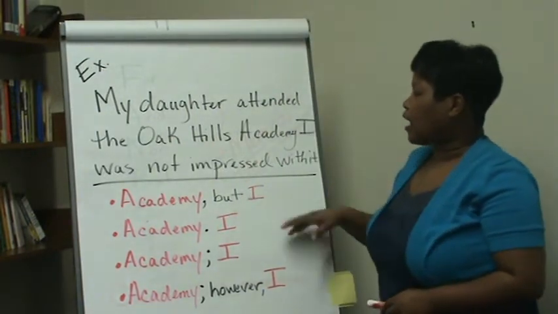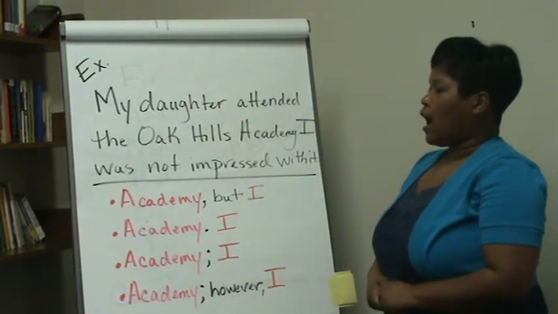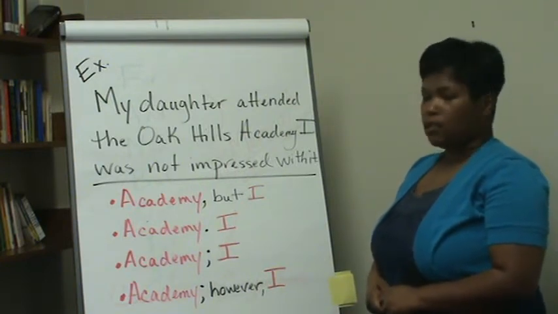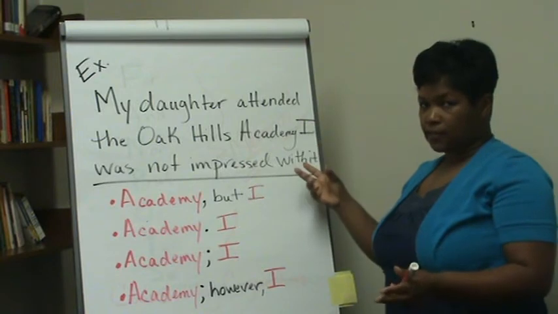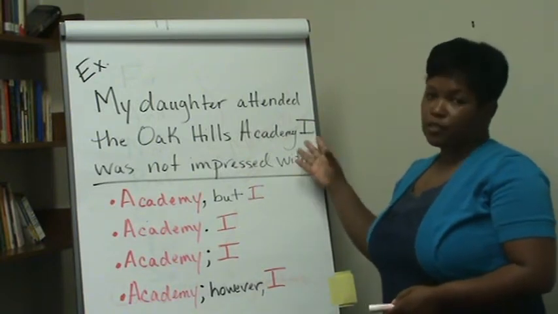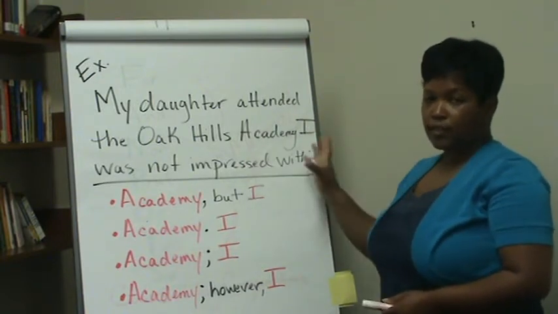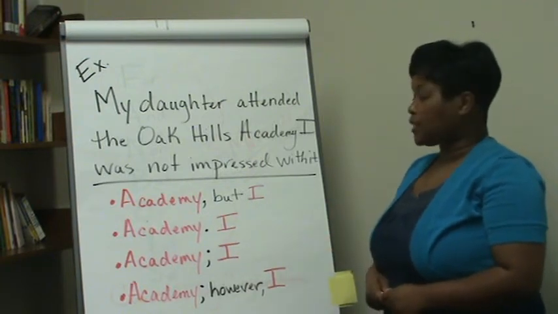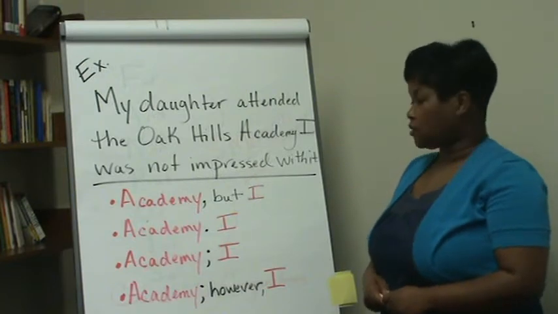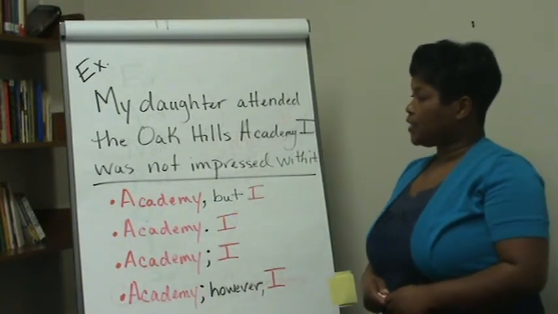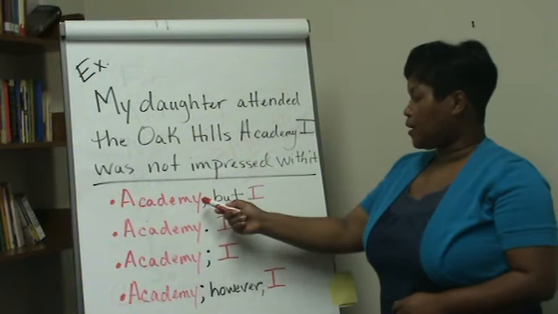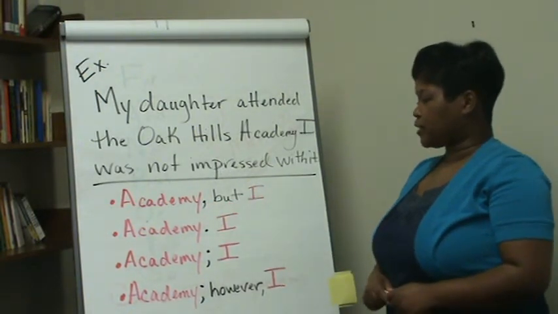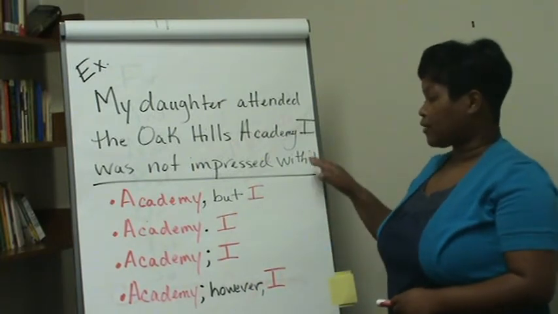So we have here our holistic example. My daughter attended the Oak Hills Academy. I was not impressed with it. That is our run-on sentence. So we recognize that we need to break this up because you've got two sentences fused together. So the first option, again, was to just add a comma and a coordinating conjunction. So I could have: My daughter attended the Oak Hills Academy, comma, coordinating conjunction, but I was not impressed with it. So that's one option to fix that run-on.